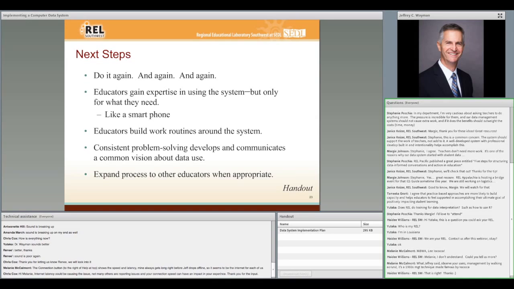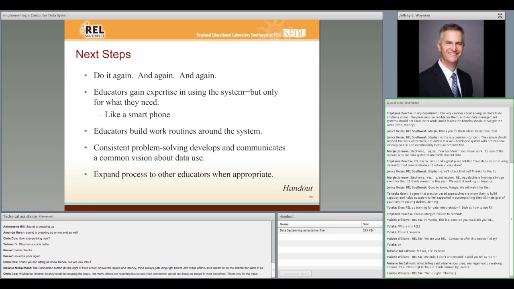Finally, I'll make 2 notes here off of this slide that are really important. One is that we have helped them build work routines around the system. They're going to work differently because of this. I don't know exactly how, and neither do you, but they are going to work differently, and we hopefully help them build work routines that fit them really well.